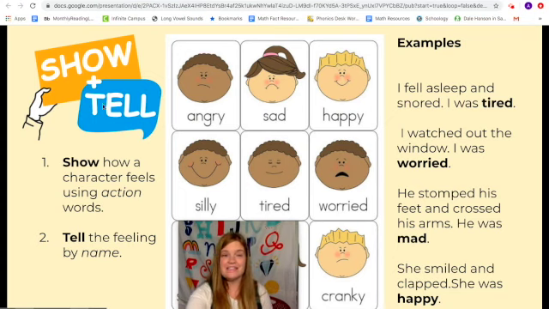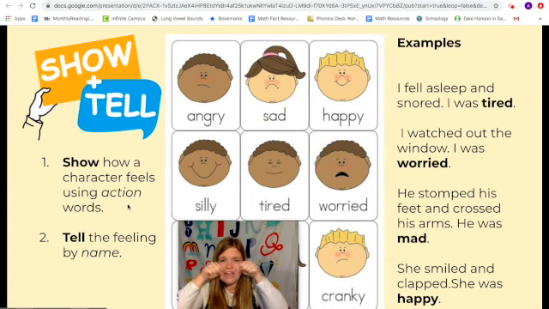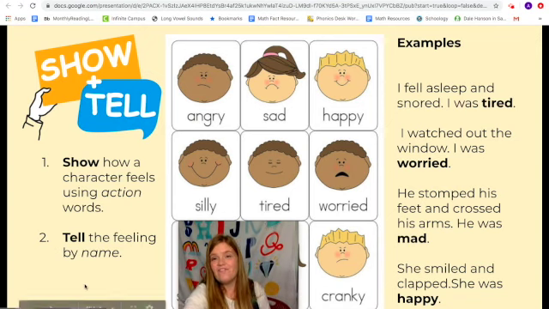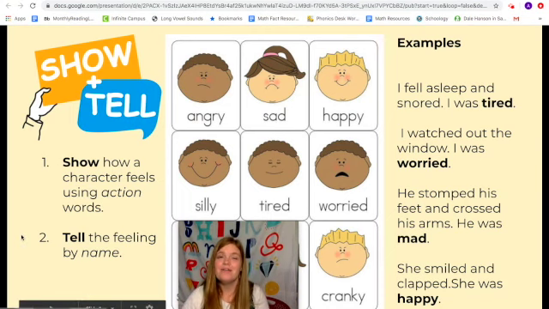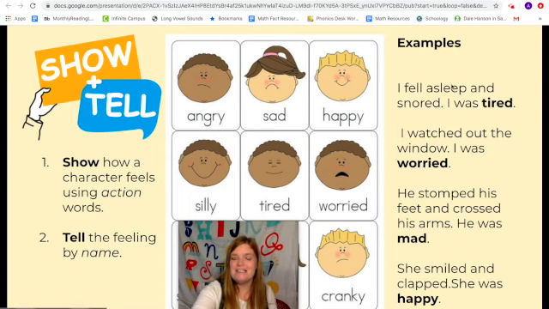Over here, it says Show and Tell. Show how a character feels using action words. She cried. She covered her face. She jumped up and down. And then tell the feeling by name. She was sad. She was scared. She was excited. When we show and tell how a character feels, it makes our narratives more interesting. So take a listen to my examples over on this side.